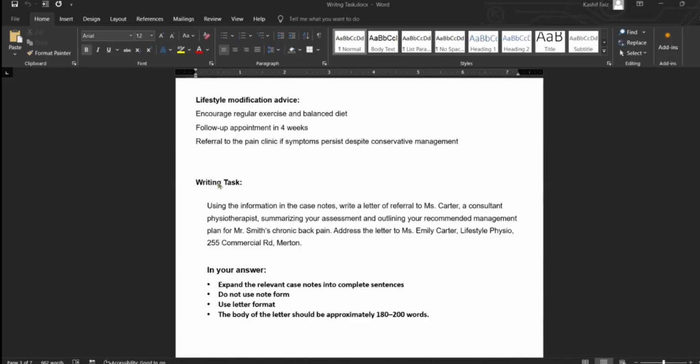What is your writing task now? Using the information in the case notes, write a referral letter to Mrs. Carter, a consultant physiotherapist, summarizing your assessment and outlining your recommended management plan for Mr. Smith's chronic back pain. Address the letter to Mrs. Emily Carter, Lifestyle Physio, 55 Commercial Road. In your answer, explain the relevant case notes in complete sentences. Do not use note form, use letter format. The body of the letter should be approximately 180 to 200 words. Okay, so far you have read the letter.